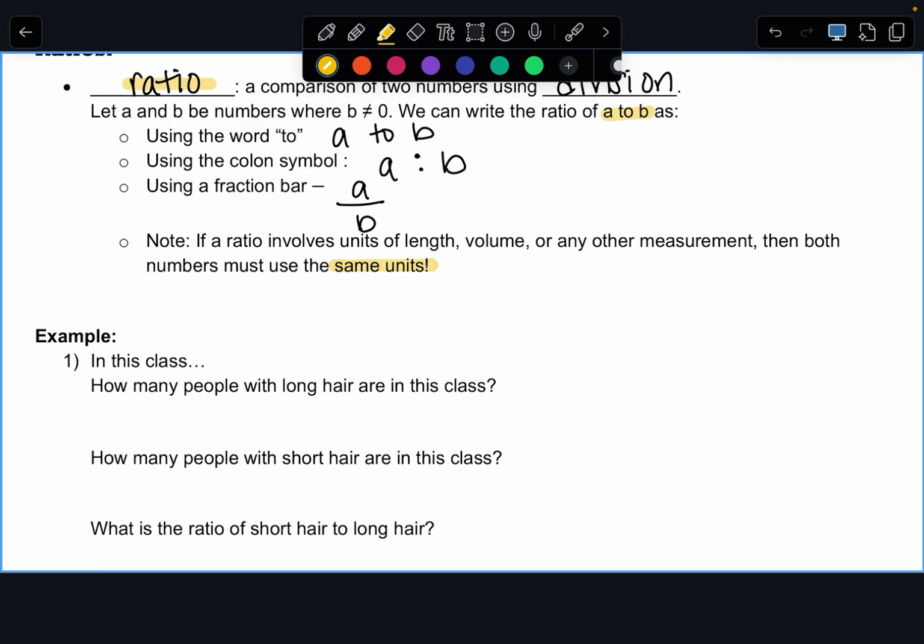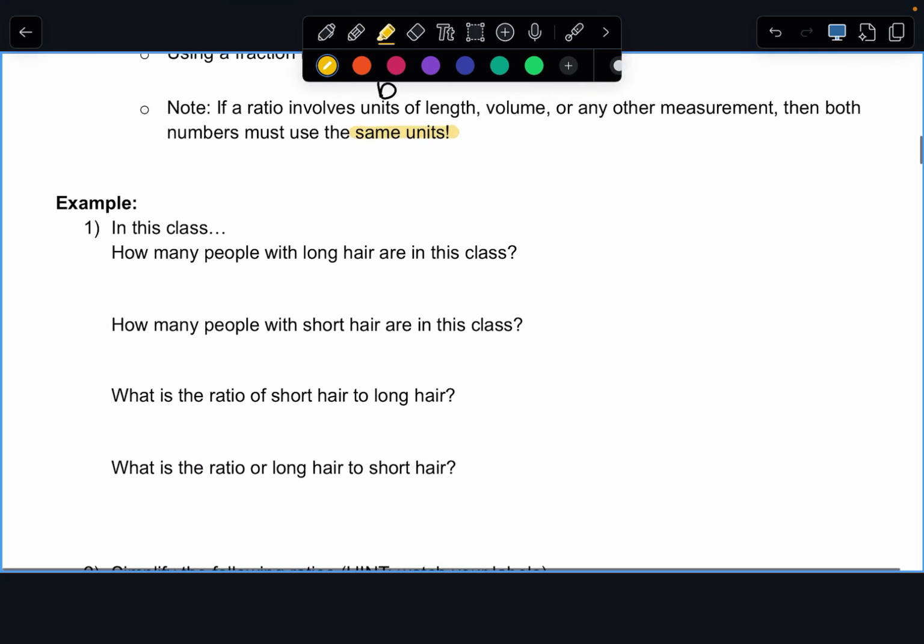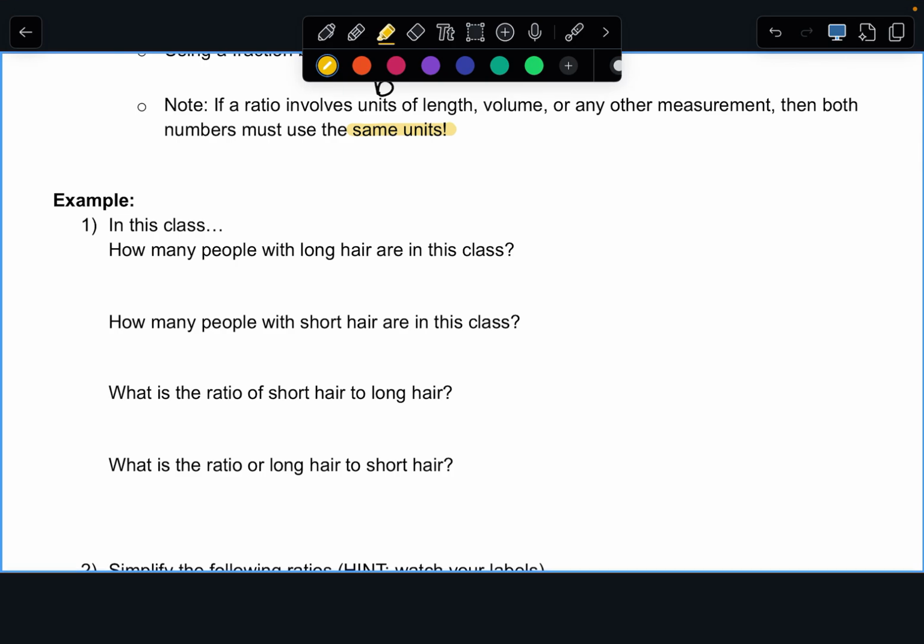So that's what a ratio is. Let's do a little example. There are 14 people in this class. Raise your hand if you have long hair. It's completely subjective, but raise your hand if you have long hair. I think Kaden has long hair. Okay, 6 of us have long hair.